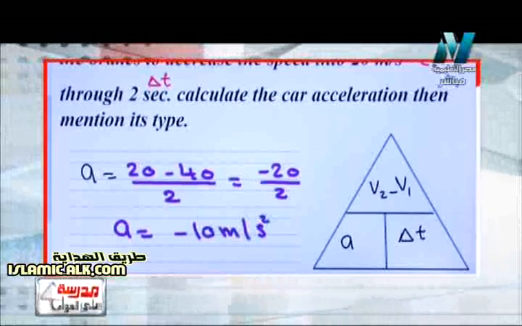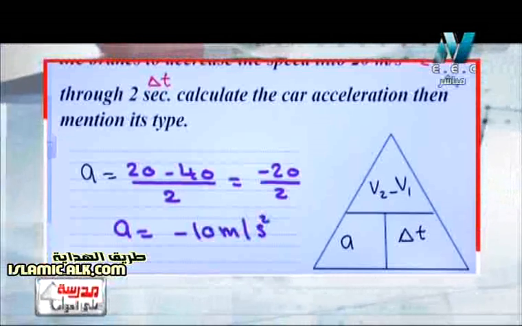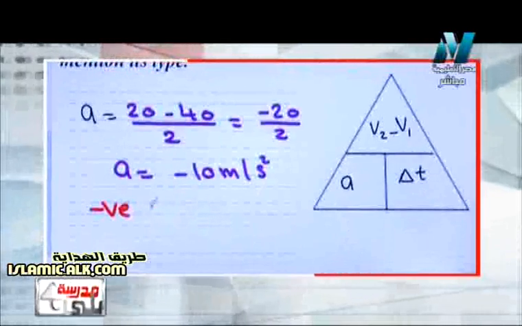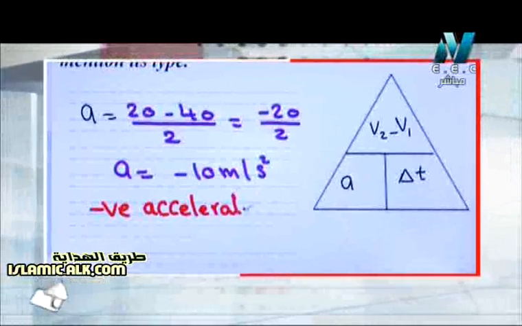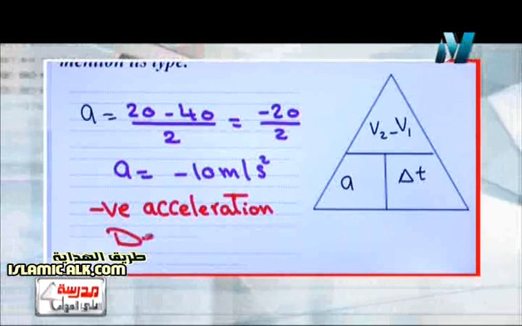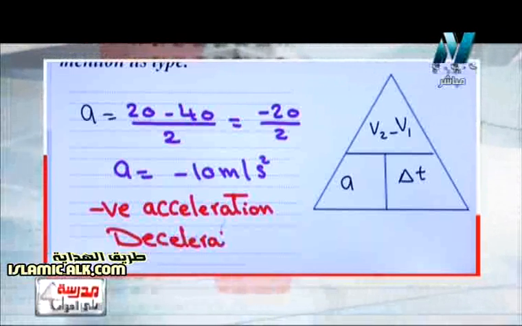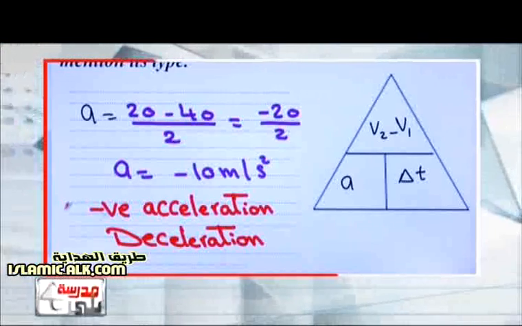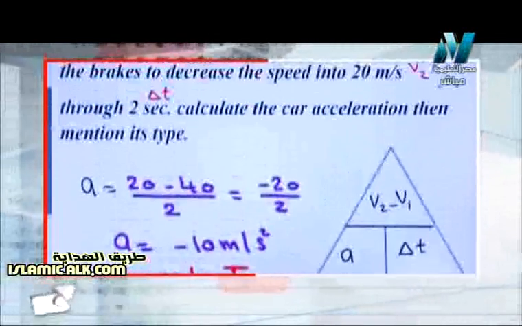We can now mention the type of this acceleration. What is this acceleration called? It's called negative acceleration, or decreasing acceleration, or deceleration. So we can describe it as negative acceleration, as deceleration, decelerating motion. Okay.